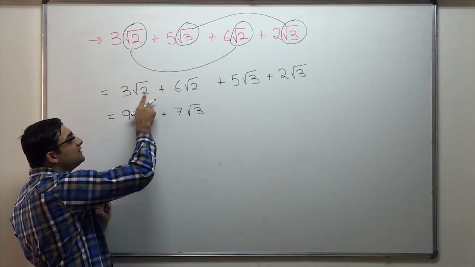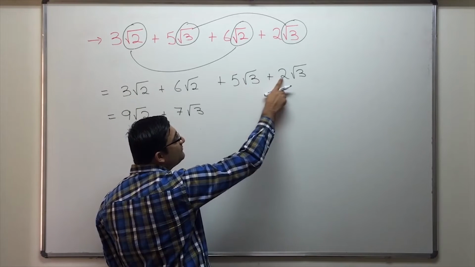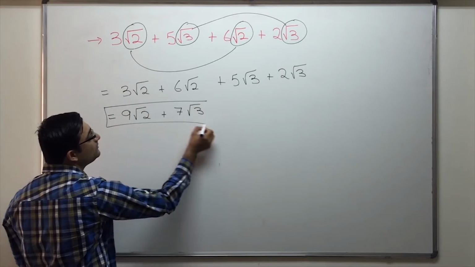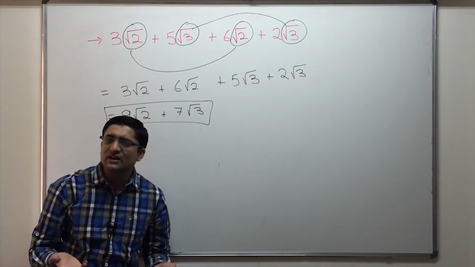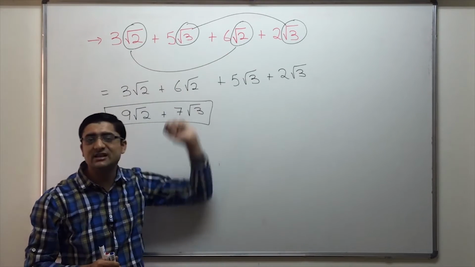3 plus 6, 9, and copy the root. Similarly here, same square root over here. So add 5 plus 2, 7, copy the root 3. So the answer is 9 root 2 plus 7 root 3. So it's very, very simple. All you have to remember is you can only add those numbers which have the same square root part.